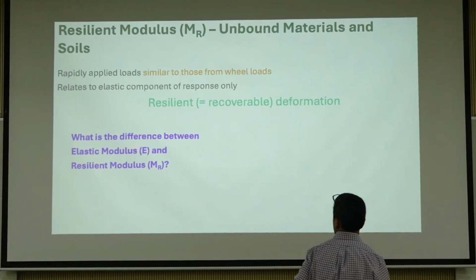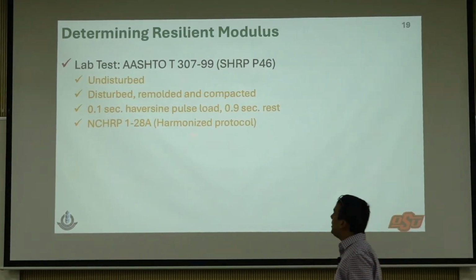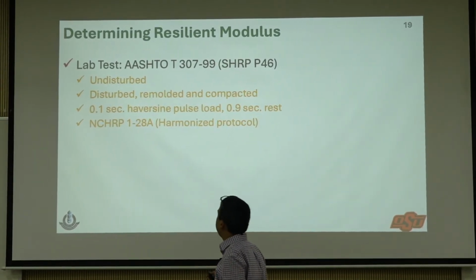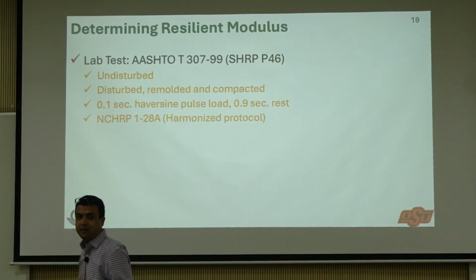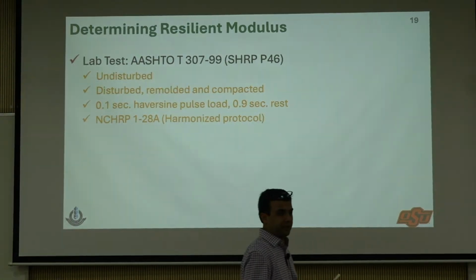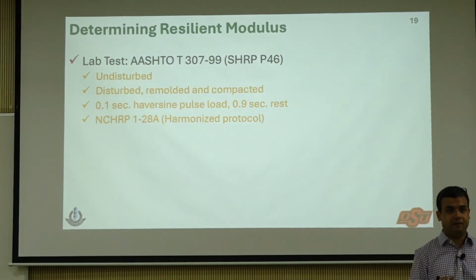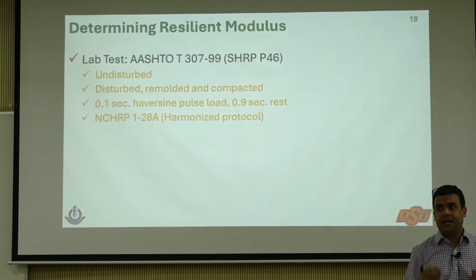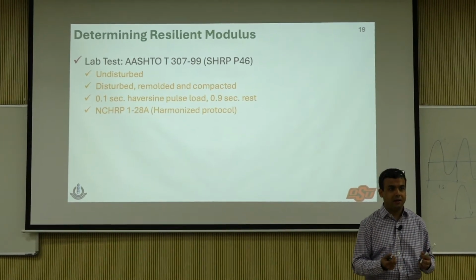What is the difference? We talked about this already. Lab test, AASHTO T307, which came out of SHRP P46. It can be done under undisturbed, disturbed, or other conditions. When you are in pure geotechnical work, undisturbed sampling is a very, very big deal, right? In pavements, it's not. Why?